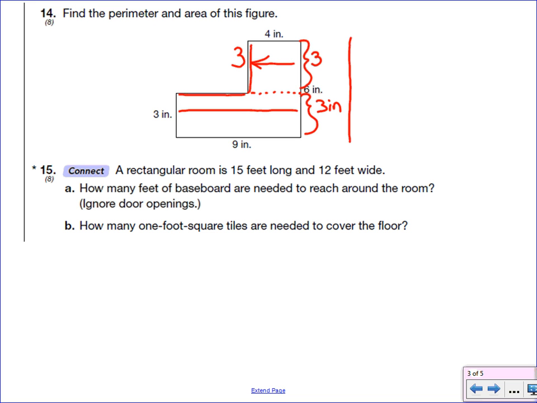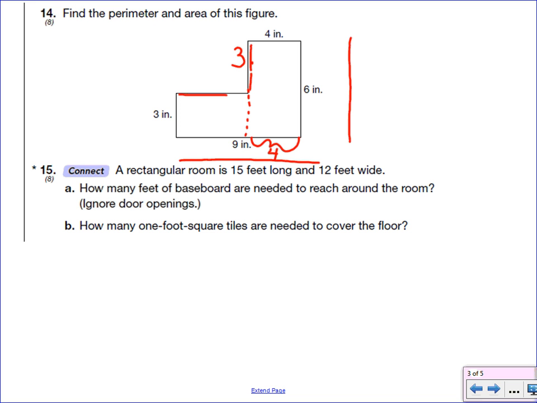Then, if I do the same thing but the other direction, and trace it back this way, that tells me that this distance is 4, which means if this whole side is 9, this distance is 5, which would make this distance 5.